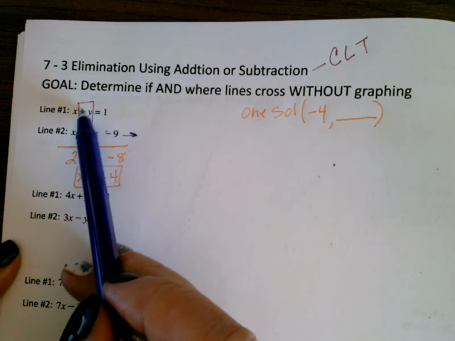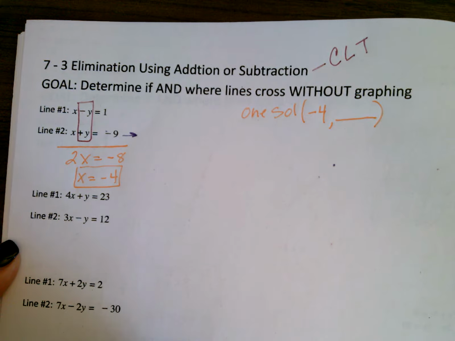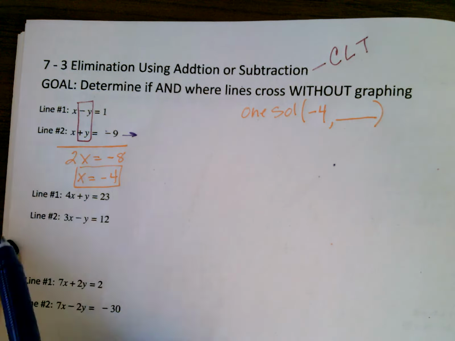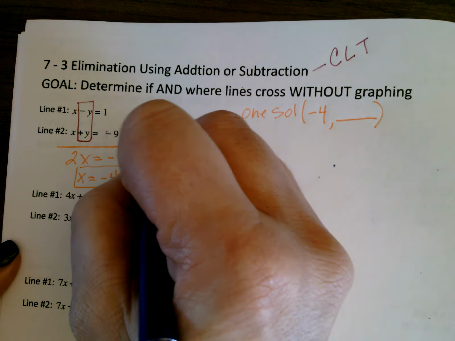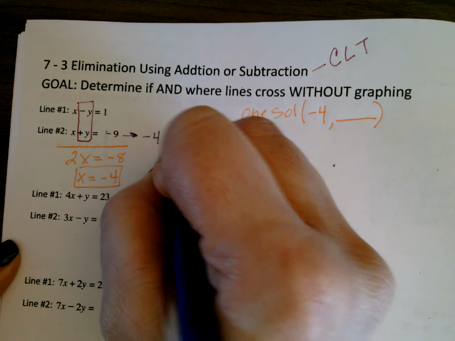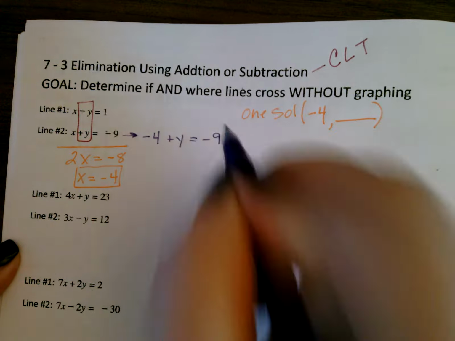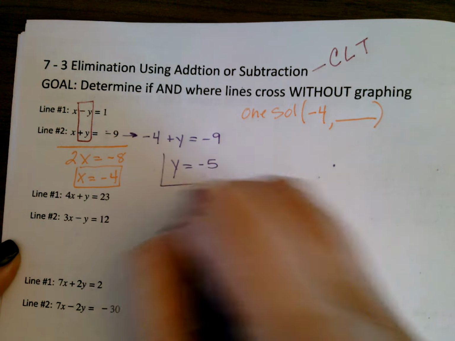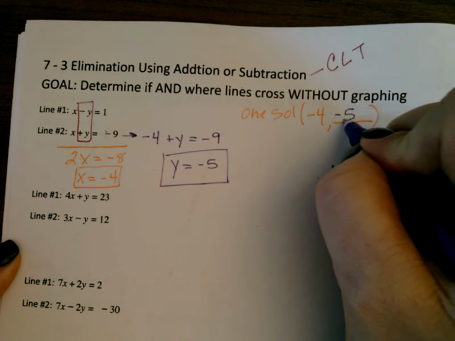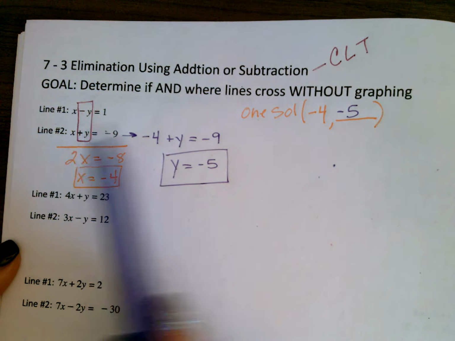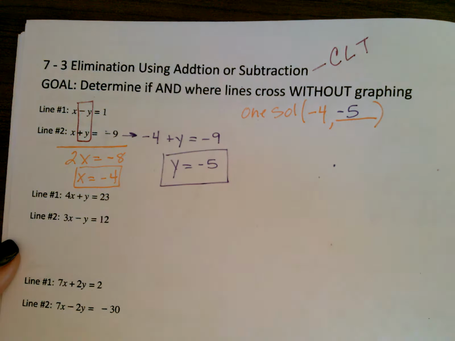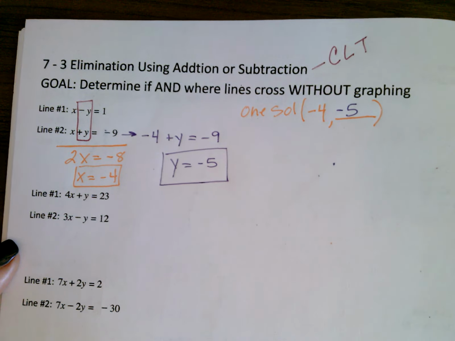I'm going to pick this one because sometimes with a double negative here, students get confused, although it really goes in for x, so that's irrelevant. But I'm still going to use this one, so I'll have negative 4 plus y equals negative 9. Add 4 to both sides, I get y equals negative 5. These two lines would cross at the point negative 4, negative 5.